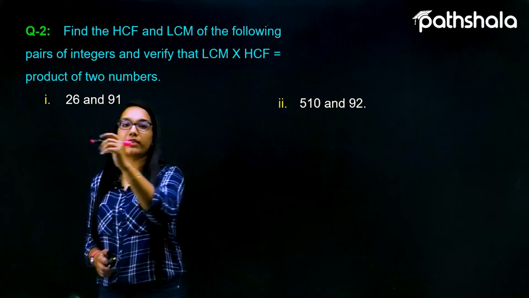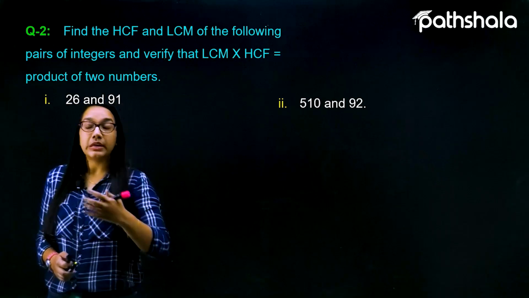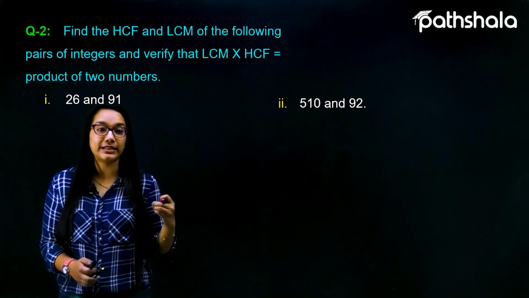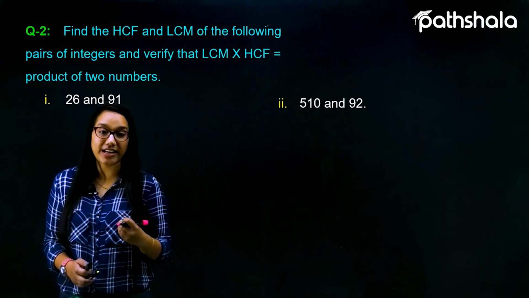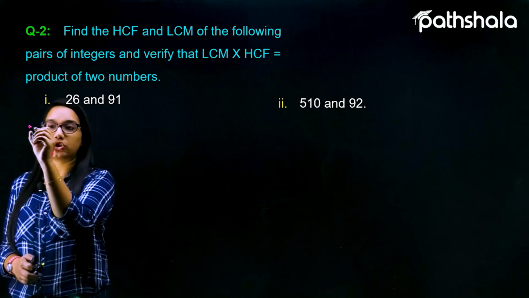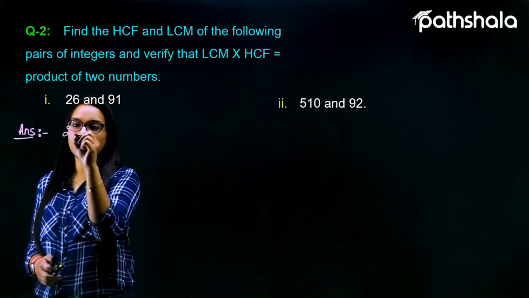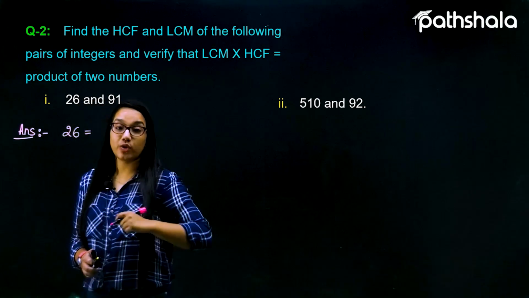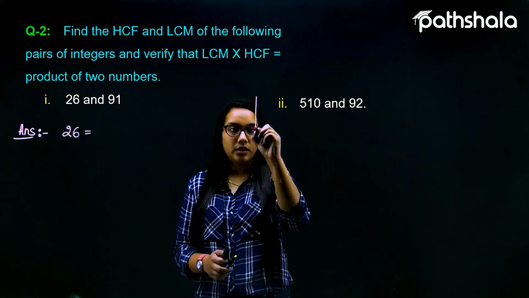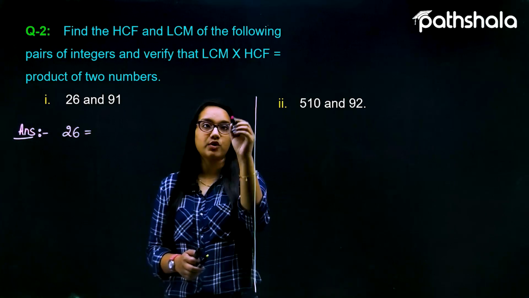Let's start with the first part, where we have to find the HCF as well as the LCM. I am finding them using the prime factorization method. Let us talk about the number 26 first and find its factors first.